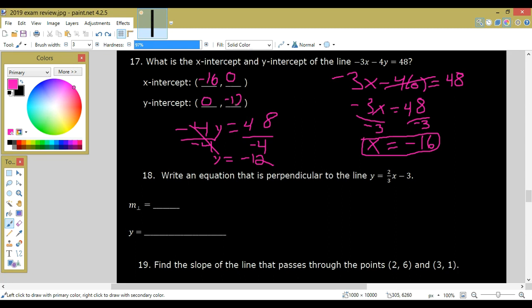So your y-intercept is (0, -12). That's your b, by the way. Your b is -12.